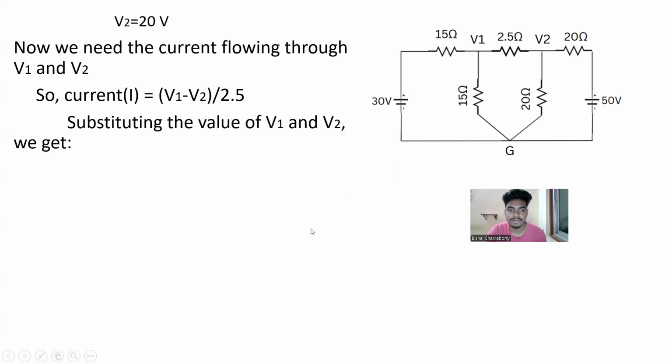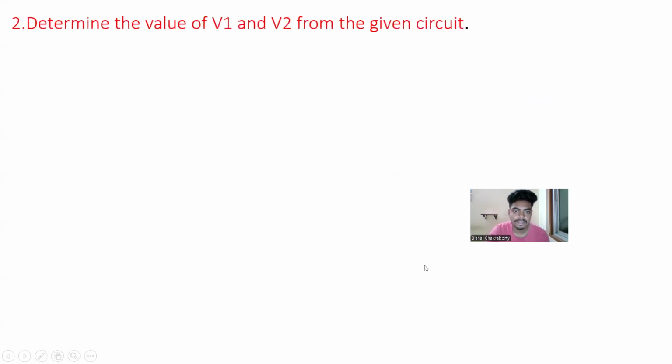Now when we substitute V1 and V2, we get the value of current as minus 0.5 amps. Why we get minus: it shows us the reverse or negative direction of the current. We assumed that V1 is higher and V2 is lower, so V1 minus V2. But actually, after solving, we got that V2 is higher. So actually the direction of the current will be V2 to V1. But in this equation, we took it as V1 to V2. So we got a minus value. If we take V2 minus V1, we will get a positive value of current. So this is the first question.